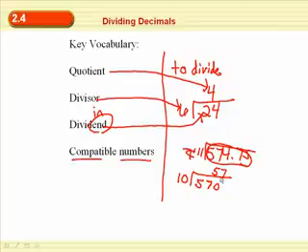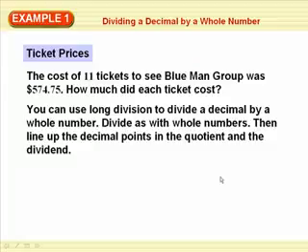So we go through the first example. The cost of 11 tickets to see the Blue Man Group was $574.75. How much did each ticket cost? You can use long division, divide a decimal by a whole number. Divide as whole numbers, then line up the decimal points in the quotient and the dividend.